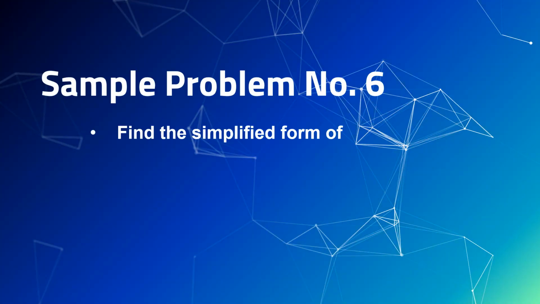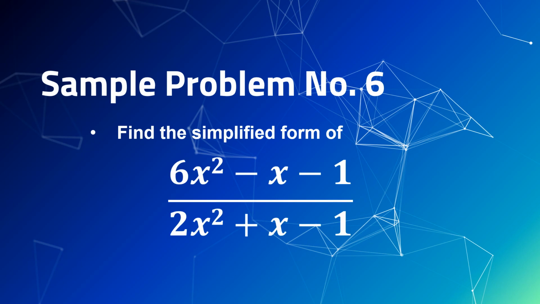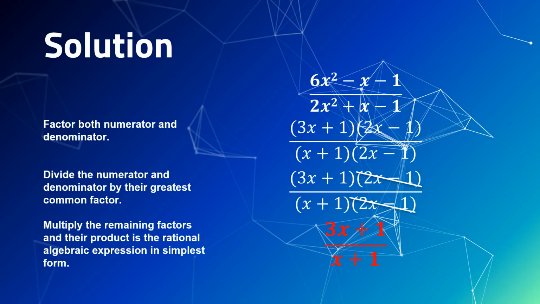Our next problem, number 6, we are going to find the simplified form of (6x squared minus x minus 1) all over (2x squared plus x minus 1). Okay, again, you have to write the given, then you have to get the factored form of the numerator as well as the denominator. The factored form of 6x squared minus x minus 1 is the quantity (3x plus 1) times the quantity (2x minus 1), all over the quantity (x plus 1) times the quantity (2x minus 1). This one is the factored form of the denominator.